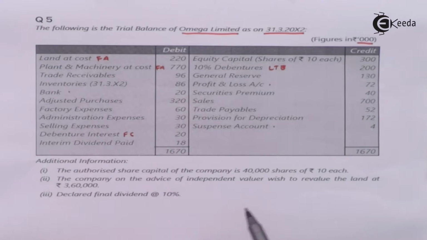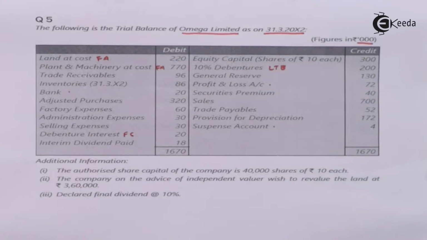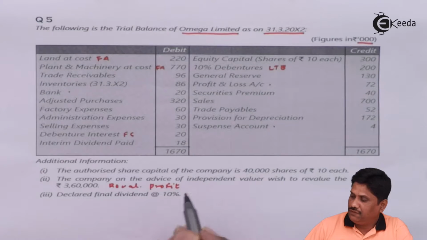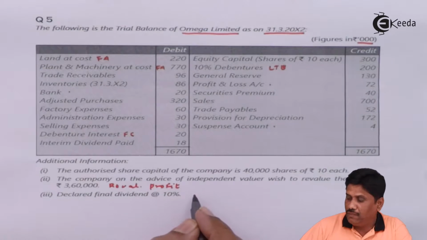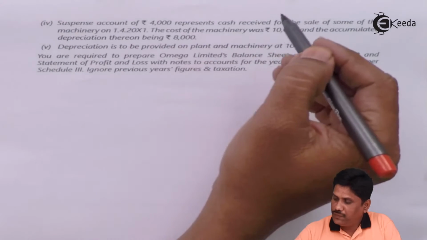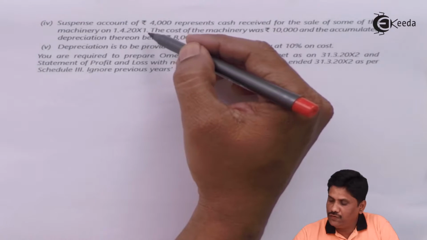So there is an upward movement of rupees 1,40,000 that will be added over there, and it is a revaluation profit. Declared a final dividend of 10%. So final dividend was declared on equity shares, it will be minus from the P&L account and it will come as your other current liability.